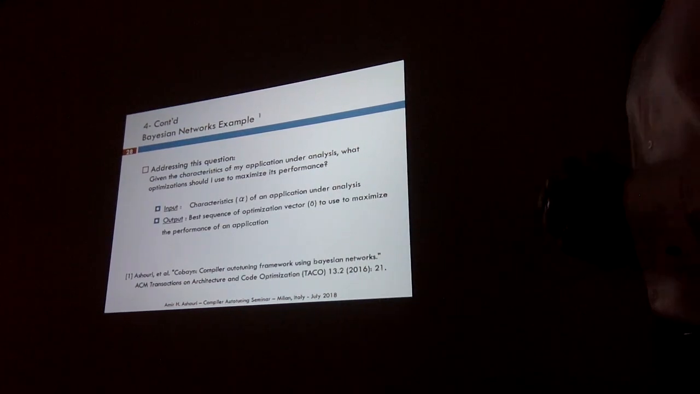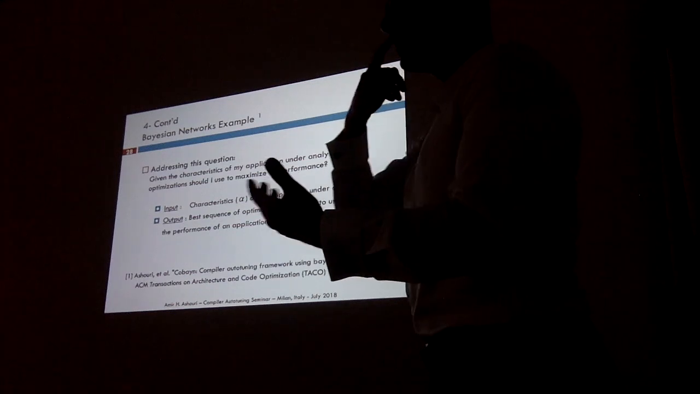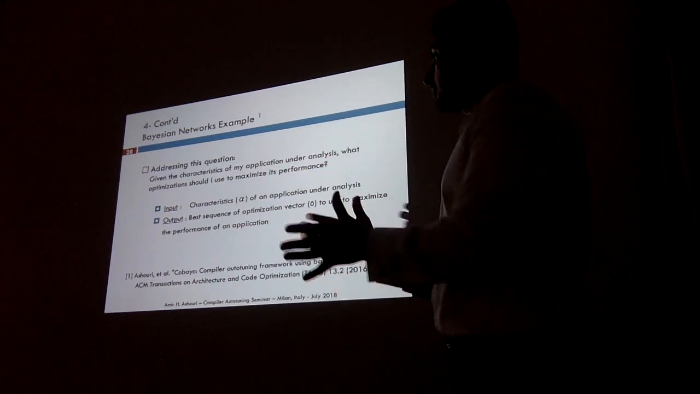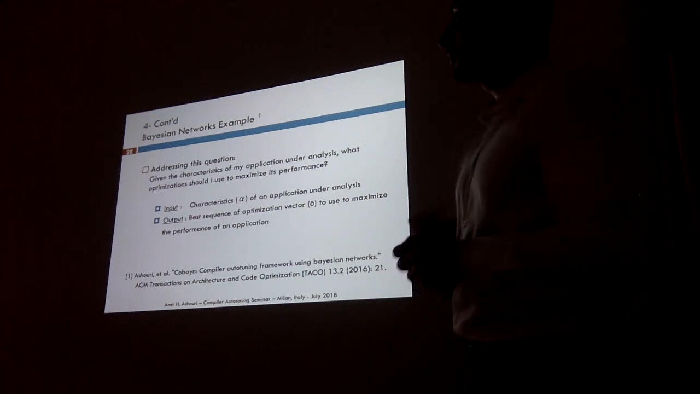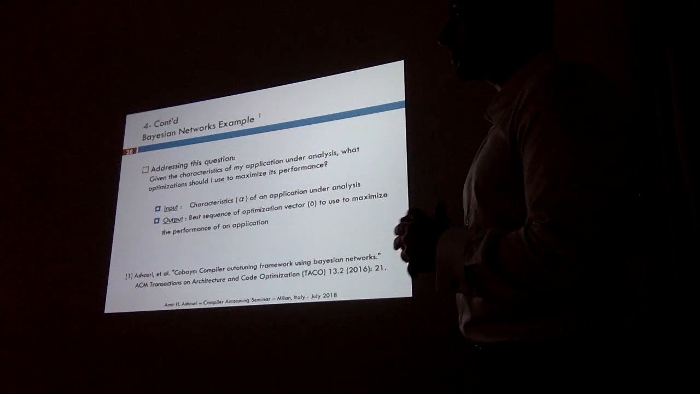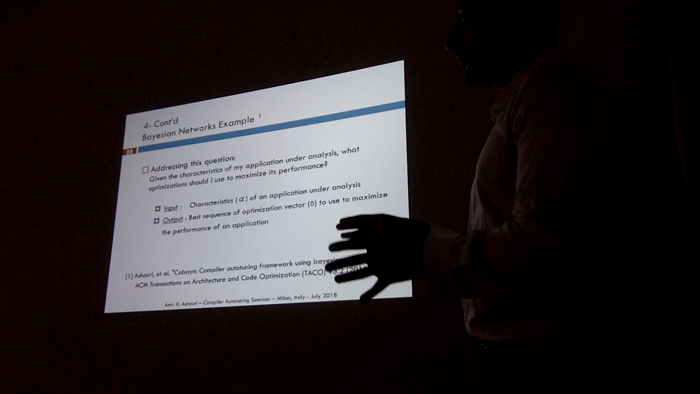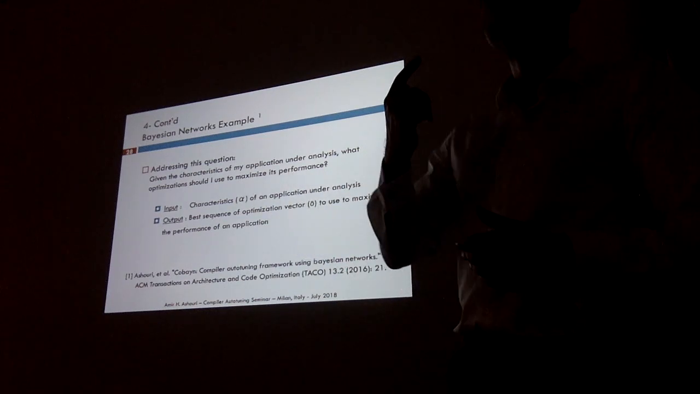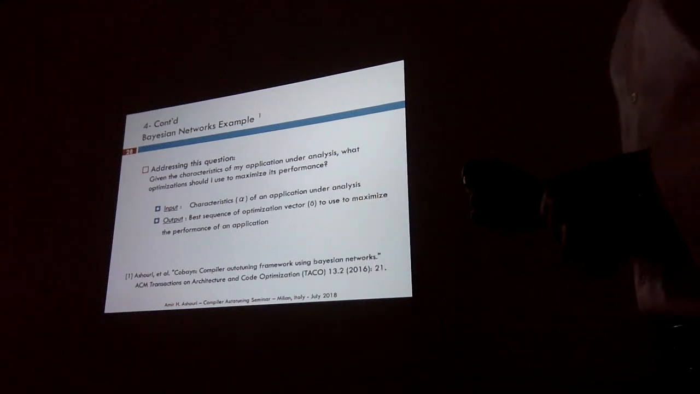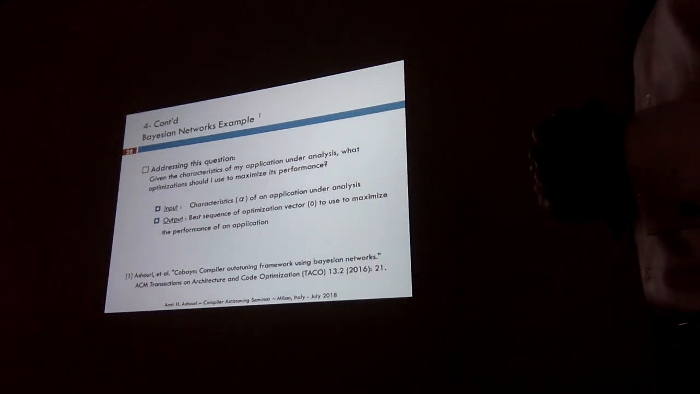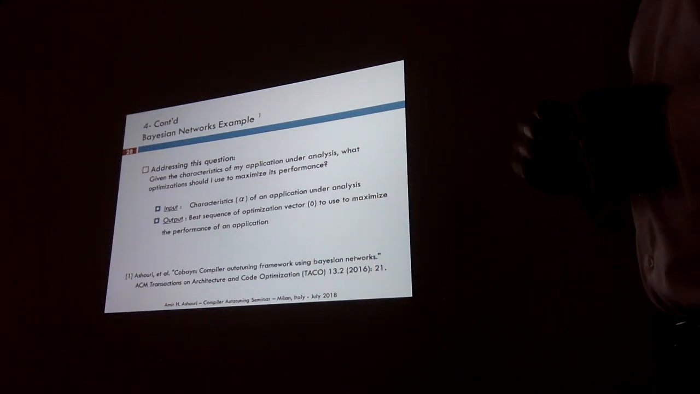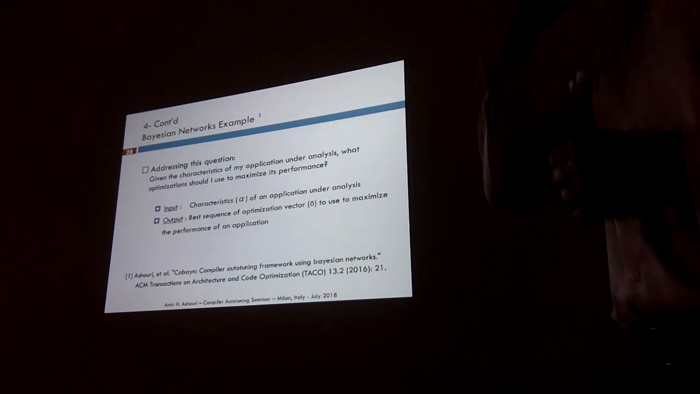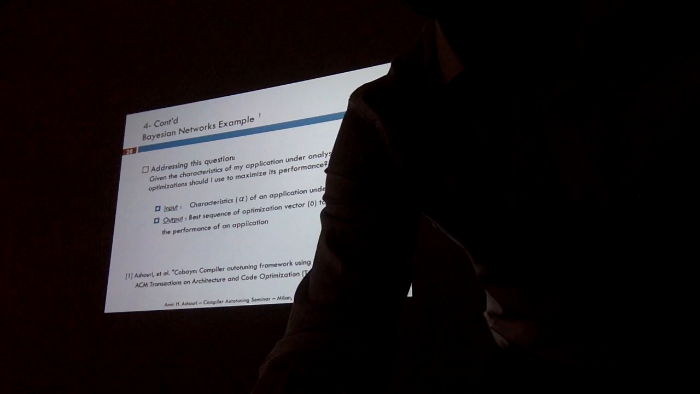For input, if you want to test your scenario, you input to the model the characterization, which is called alpha here, of the application under analysis. The output would be the best sequence of optimization vectors, which we call O bar, to use in order to maximize the performance of our application under analysis. That was the description of the problem.